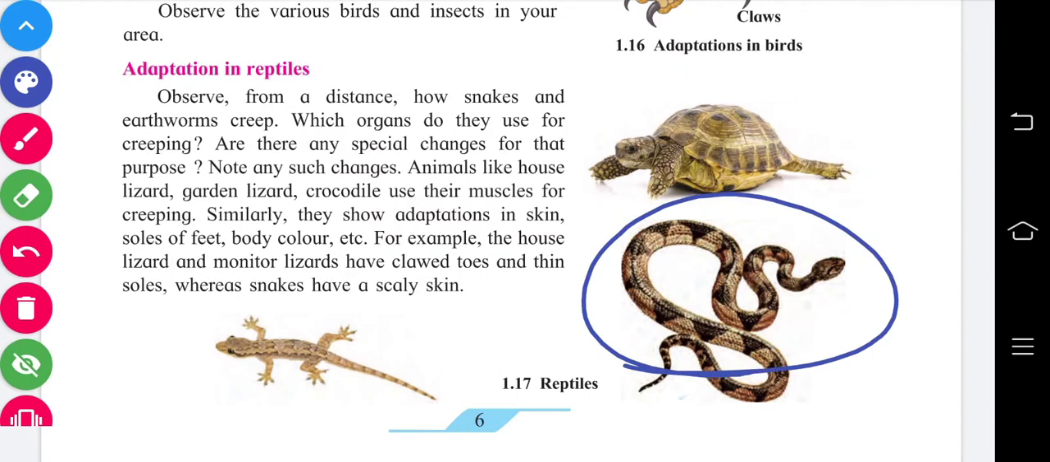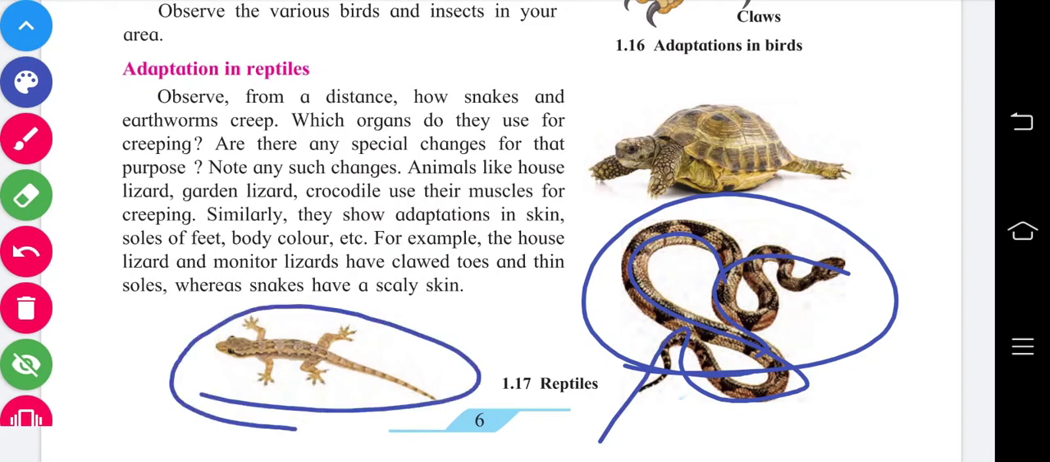So snakes have this type of skin, correct. And here a lizard has different colors on its body, so they can change their color according to the surroundings for adaptation purposes. So that is a special characteristic of that.